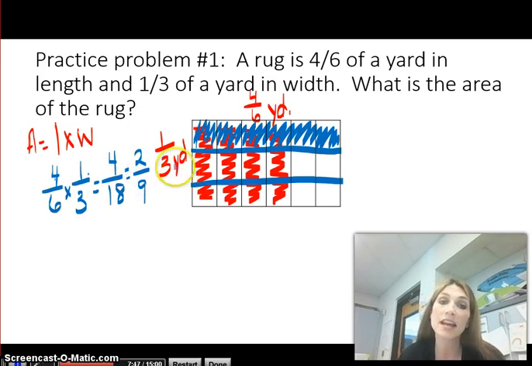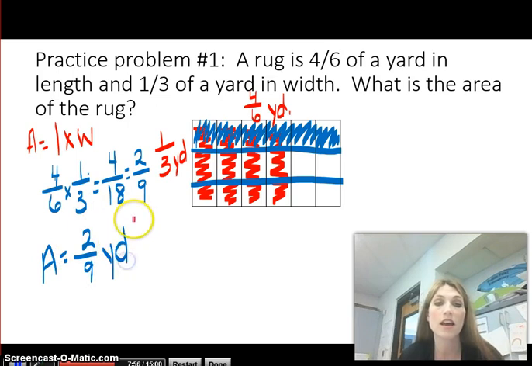But I'm still not done. I still need to label. So my final answer is going to be the area is equal to 2/9 yard, and it's going to be squared. Okay, so let's go ahead and take a look at practice problem number 2.